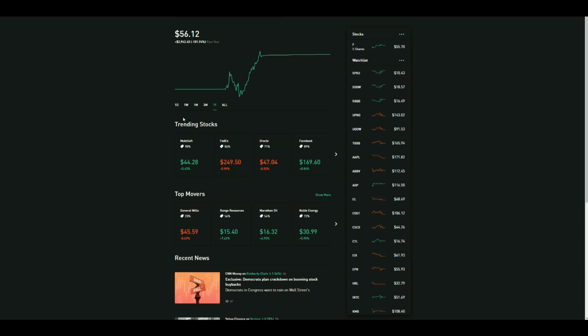So Robinhood also shows you trending stocks. So MuleSoft, never heard of it, but it's nice to get some new faces. FedEx, Oracle, Facebook. Oracle took a huge plunge. Facebook took a huge plunge. You can use a little icon here to kind of take a look over. So these are the trending stocks. Twitter going up 3% today.